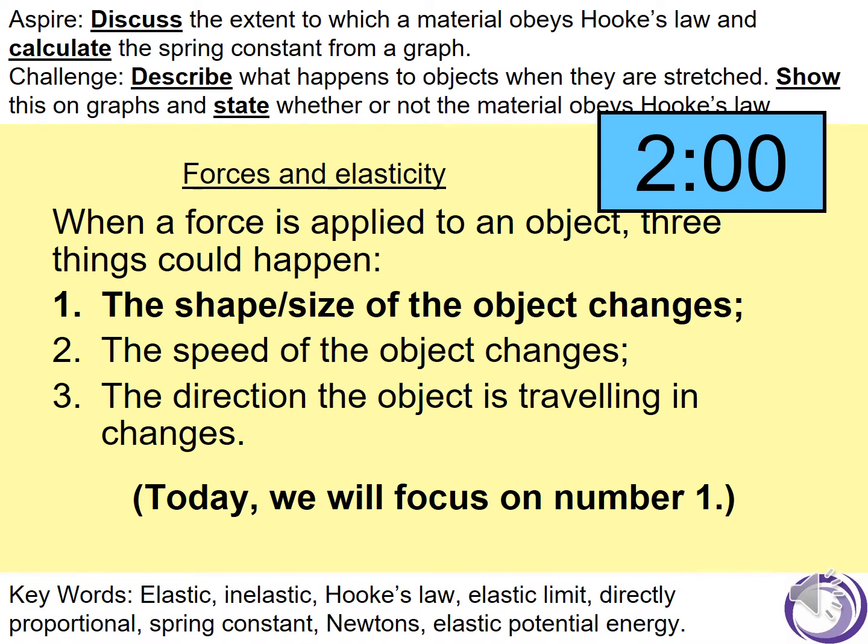So we're going to start producing some notes now in today's lesson. I'd like to put the title of Forces and Elasticity, and we're going to just look at this briefly before you put it down. When a force is applied to an object, three things could happen. Number one, which is in bold, which is what we're currently looking at in today's presentation. Number two, the speed of an object changes. And number three, the direction the object is traveling in could change. And they're all implications of forces on an object. So you've got 2 minutes, please, to write down the title and those 3 points that we have there.